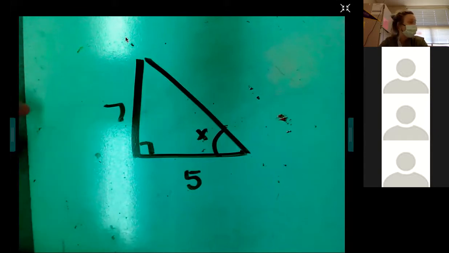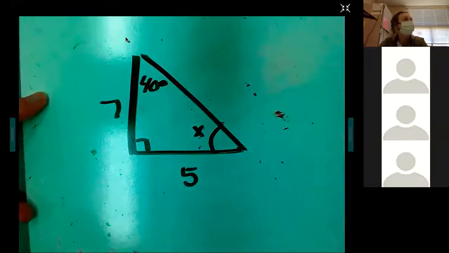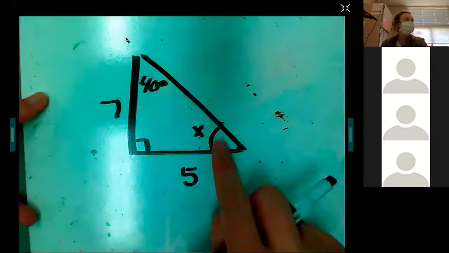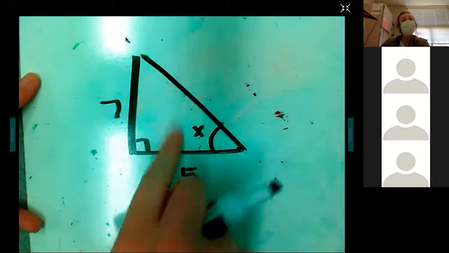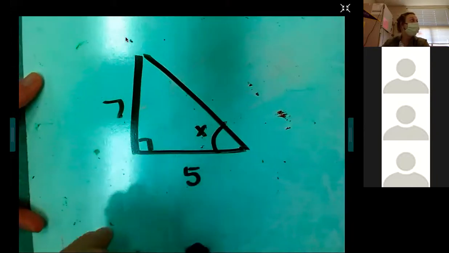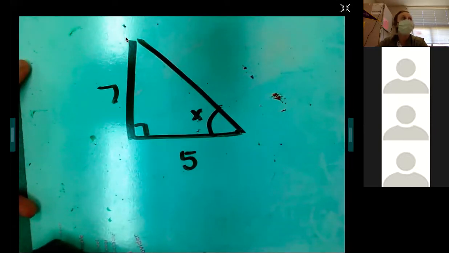Now let me ask you a question. If I told you this angle at the top was 40 degrees, do you need to do trig? No, this would be 50, right? But if they don't give you two angles and all they give you are two sides, you're gonna have to use trig to find whatever angle they're asking for. It is done the same way as yesterday. So everybody watch. What's your first step?